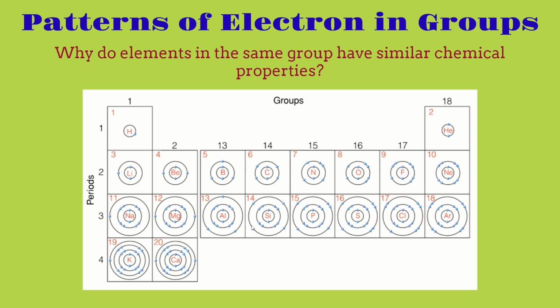So why do elements in the same group have similar chemical properties? This is because, for example, if you look at the first group, we can see that every single atom in this first group has the exact same number of valence electrons. They all have one valence electron on the outside, and this is why they have similar chemical properties. Because if you have the same valence electrons on the outside, that means you have similar chemical properties. So this is why atoms in the same group have similar chemical properties.